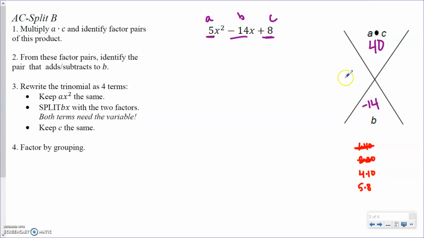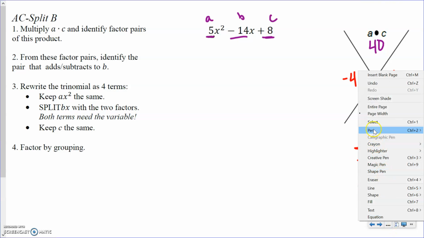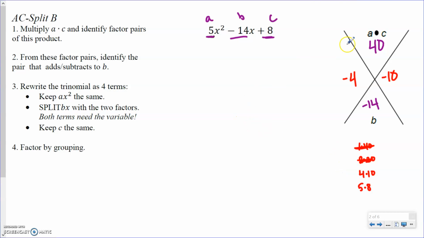If I were to change this to a negative 4 and negative 10, those would then add up to negative 14. And then remember, two negatives when you multiply make a positive. So we're actually going to use that 4 and 10, but we're going to make them both negative so that we can have that negative 14. Okay, so pretty simple. So AC split helps us in two ways. The first one is you're going to multiply A times C for the top, and then we're going to find these factors. But afterwards, we need to split this up into 4 terms.